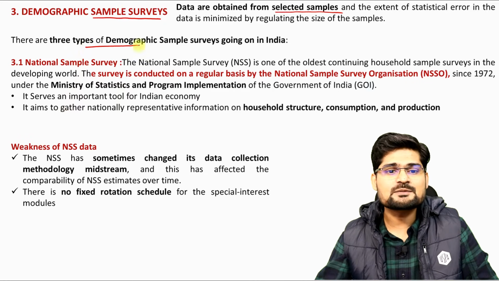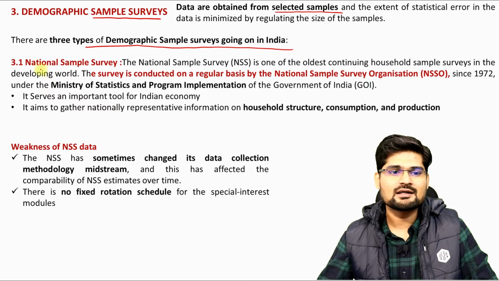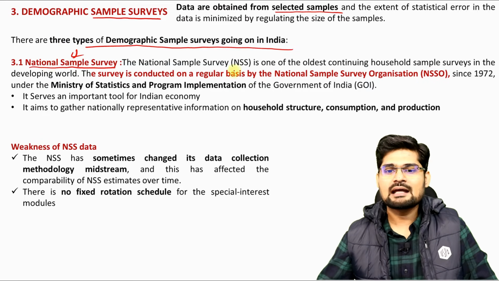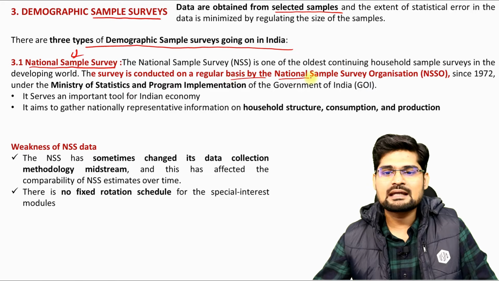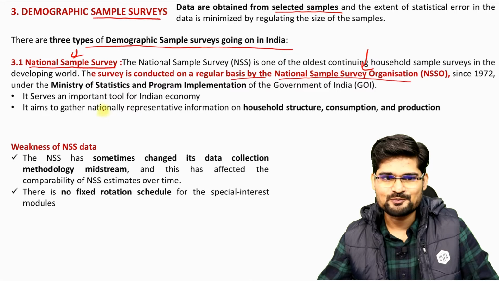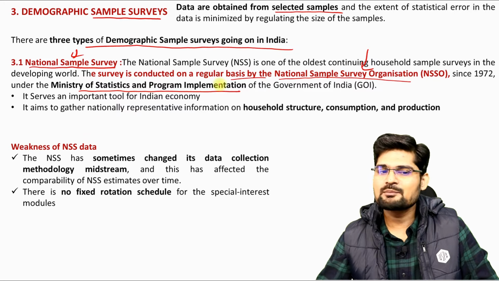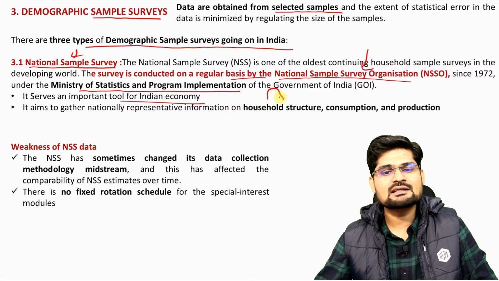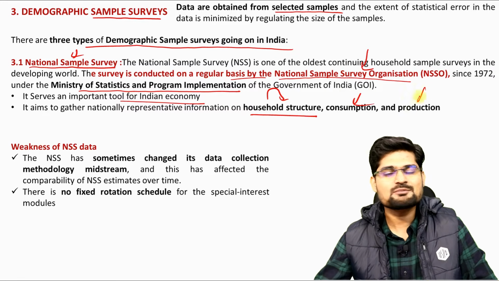So there are three types of demographic sample surveys going on in India. The first is called NSS, that is National Sample Survey, and this is done on regular basis by NSSO, National Sample Survey Organization, since 1972. Right, under Ministry of Statistics and Program Implementation, and it serves as important tool for Indian economy, very famously giving us data for household structure, consumption and production patterns.